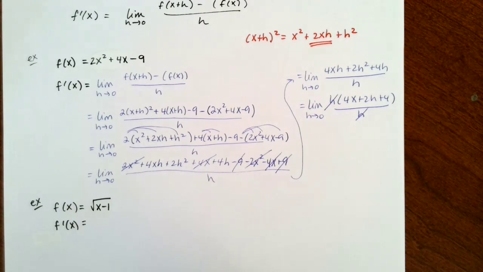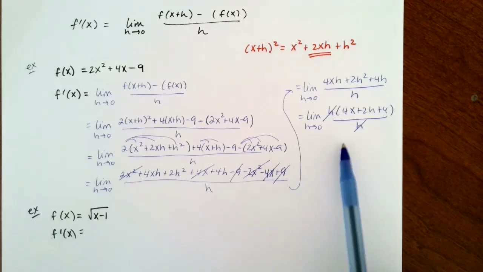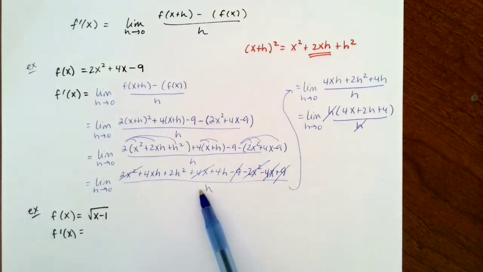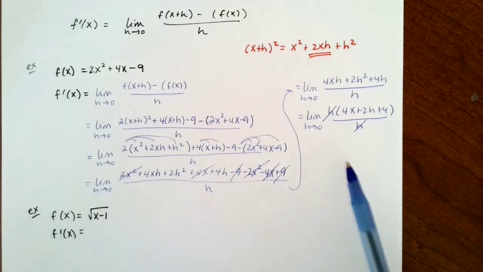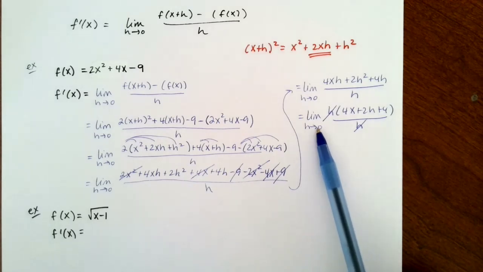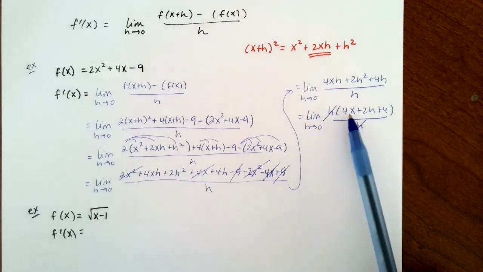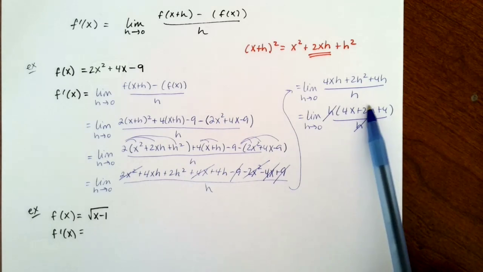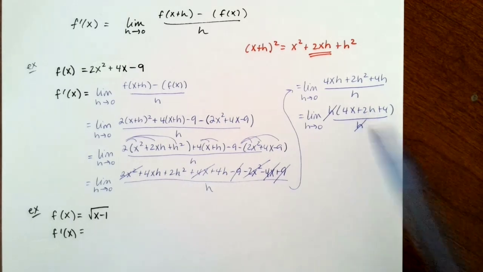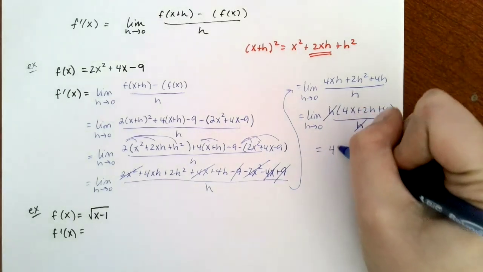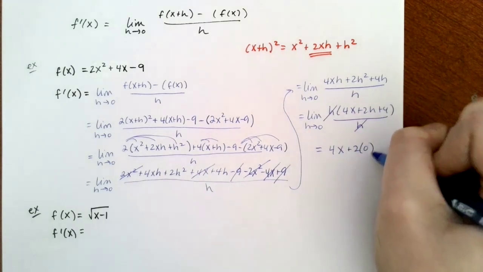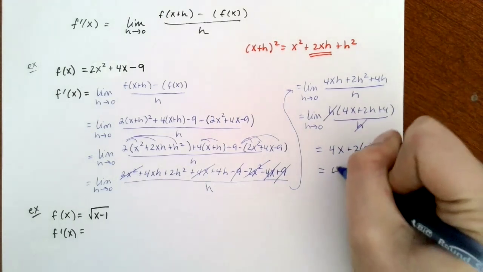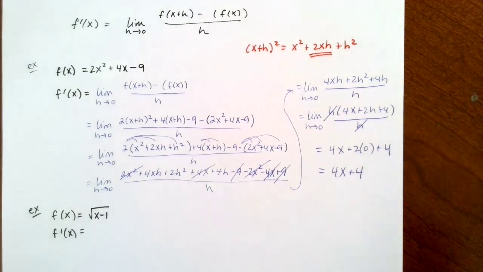And as soon as the h over h cancels, now I can just plug in 0 for h. And I want to be really careful because now I have two different letters in this limit and we're used to having only one. The h is the thing that's going to 0. So this x stays x. We're only plugging in 0 for the h, which is right here. So that's 4x plus 2 times 0 plus 4, which simplifies to 4x plus 4.